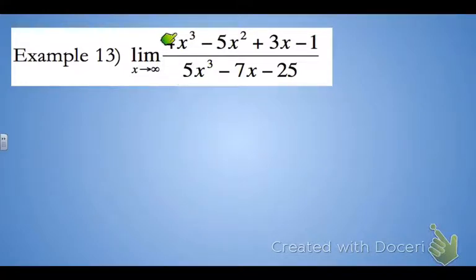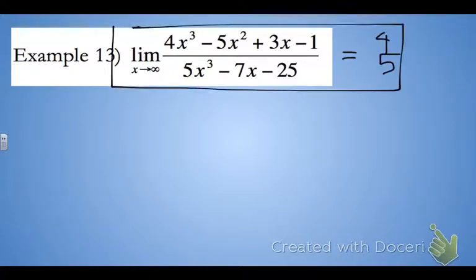If I look at the degrees, I have a degree 3 on the top, a degree 3 on the bottom. Therefore, because they are equal, I'm looking at the ratio of the leading coefficients, which in this case happens to be 4 divided by 5. So my limit as x goes to infinity is 4/5. And that's because it has a horizontal asymptote at 4/5, and the graph will follow the horizontal asymptote as it goes towards infinity. If you need a little bit more convincing about that, you can graph this function on Desmos, and you'll see the graph following the line 4/5.